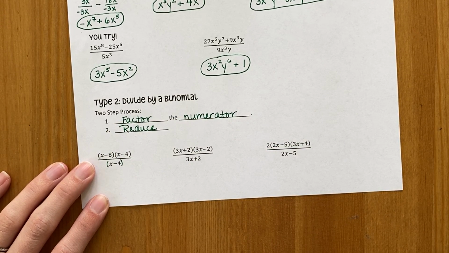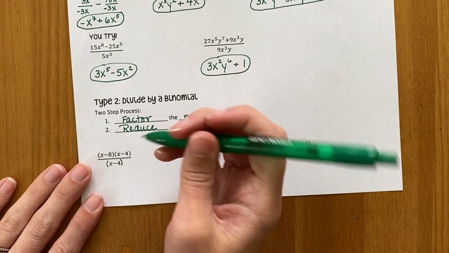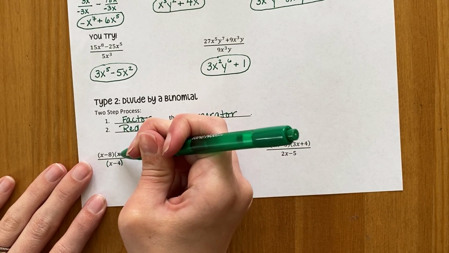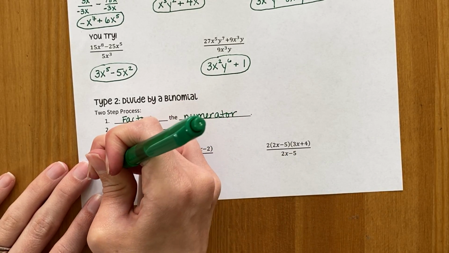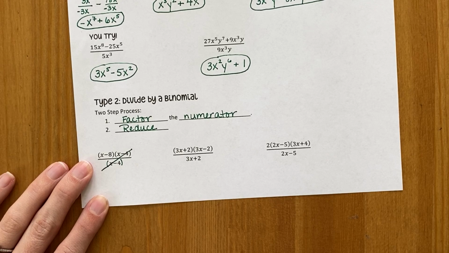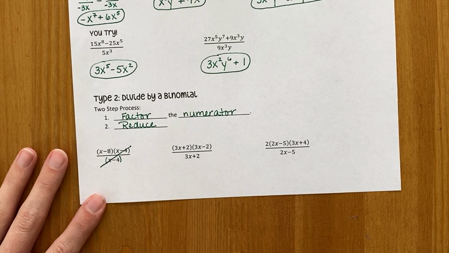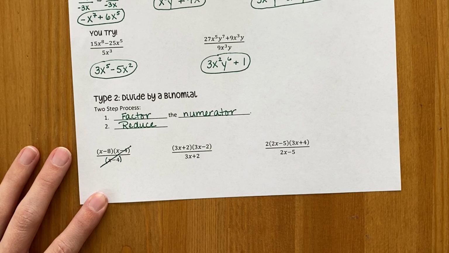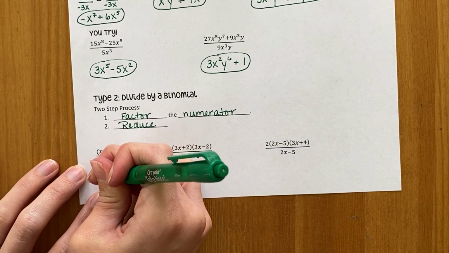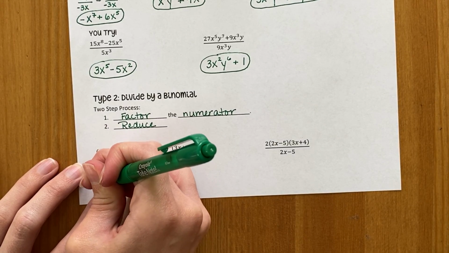So what you're looking for is a match on the top and the bottom. So I'm looking for another x minus 4, which I have right here. So those 2 entire chunks are allowed to cancel each other out because they would be exactly the same thing, no matter what your x is. So whatever chunk is left, in this case x minus 8, becomes your final answer.